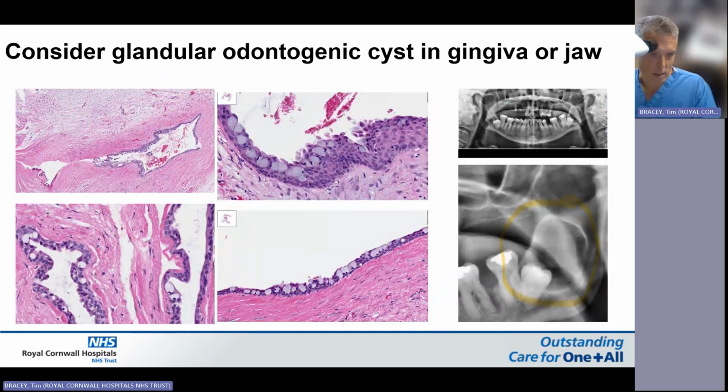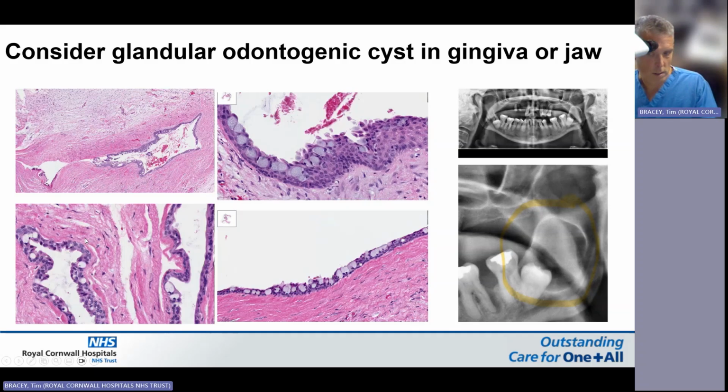This is rare, but Muna joined this. We got this case together. First of all, you get the section, and it looks a bit like mucoepidermoid carcinoma. You've got sort of squamous and intermediate cells and these mucus cells as well. However, unlike mucoepidermoid carcinoma, it tends to be a well-defined cyst in the jaw, and often displaces teeth as well, which you can see on this panoramic OPG.